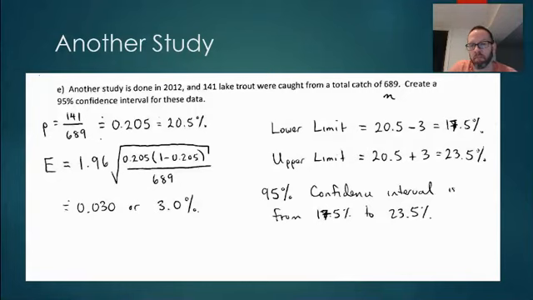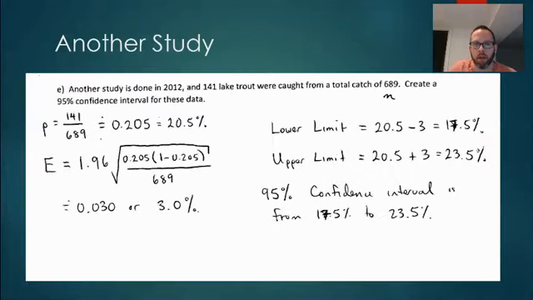The new P is a bit lower, 20.5%. The margin of error is 0.030 or 3% when you use our Z score, our new P, and our new N. And you get a lower limit of 17.5%, an upper limit of 23.5%. So in this case, in this study, we can be 95% sure that the lake trout population is between 17.5% and 23.5%.